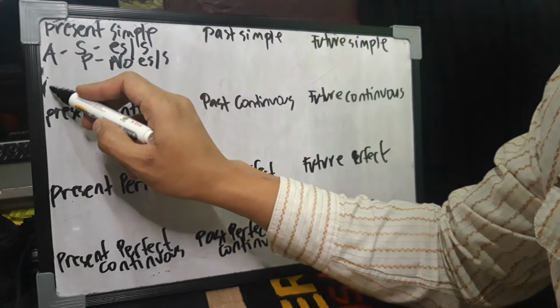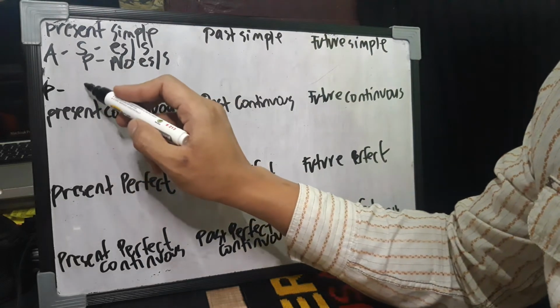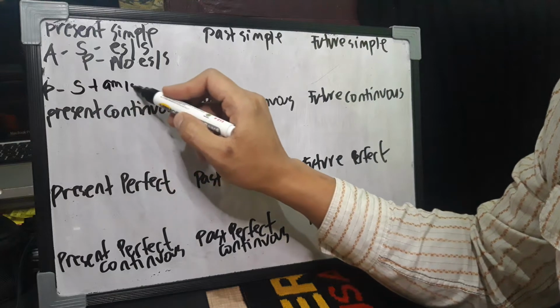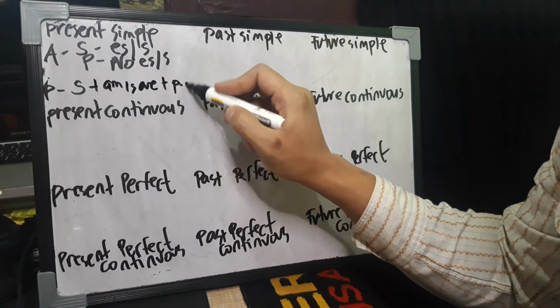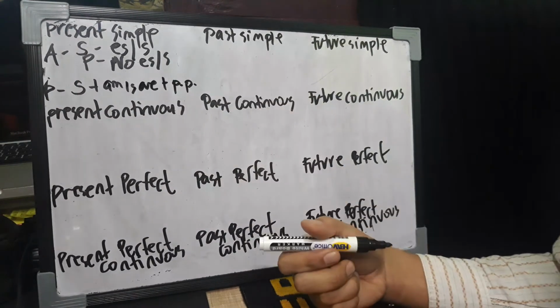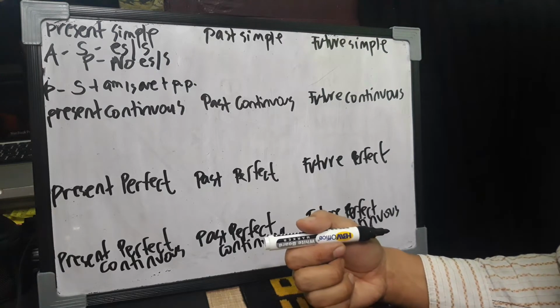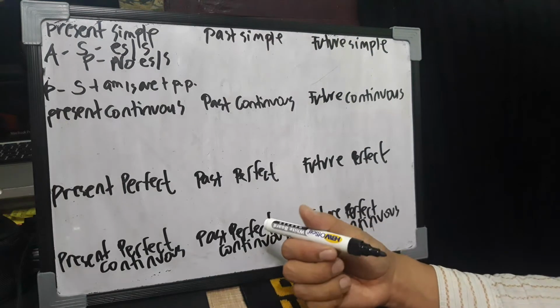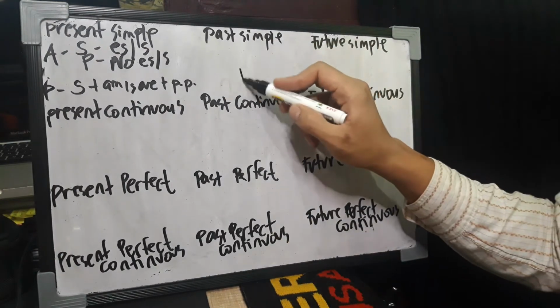In the passive, your pattern is you have the subject plus you have to use your am, is, are plus PP. Usually Koreans or some students say PP, but that is past participle. Again, guys, I repeat, PP is past participle. Okay, I will write here.